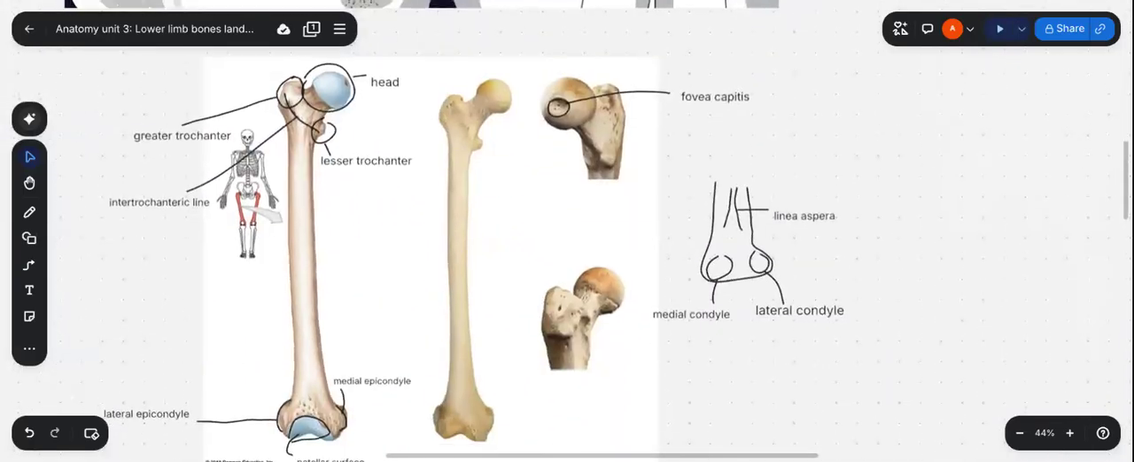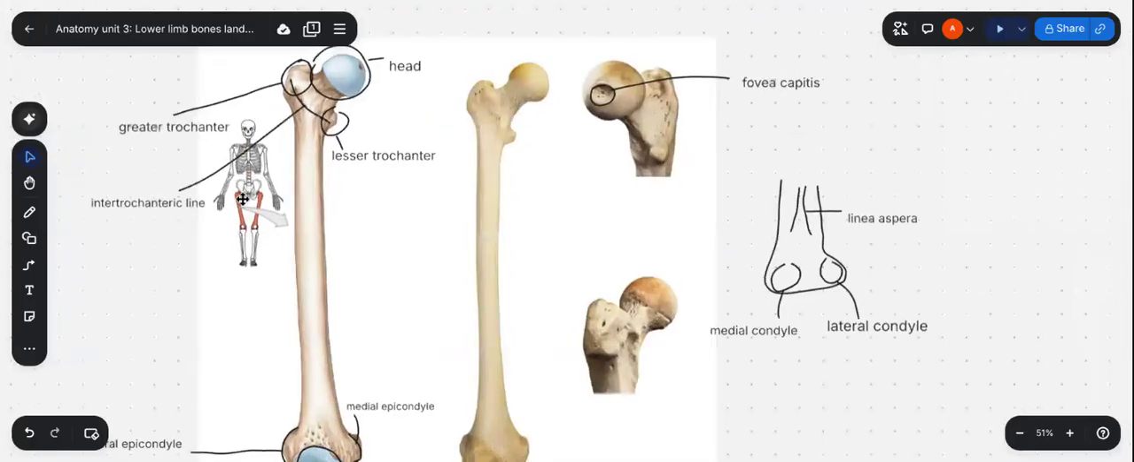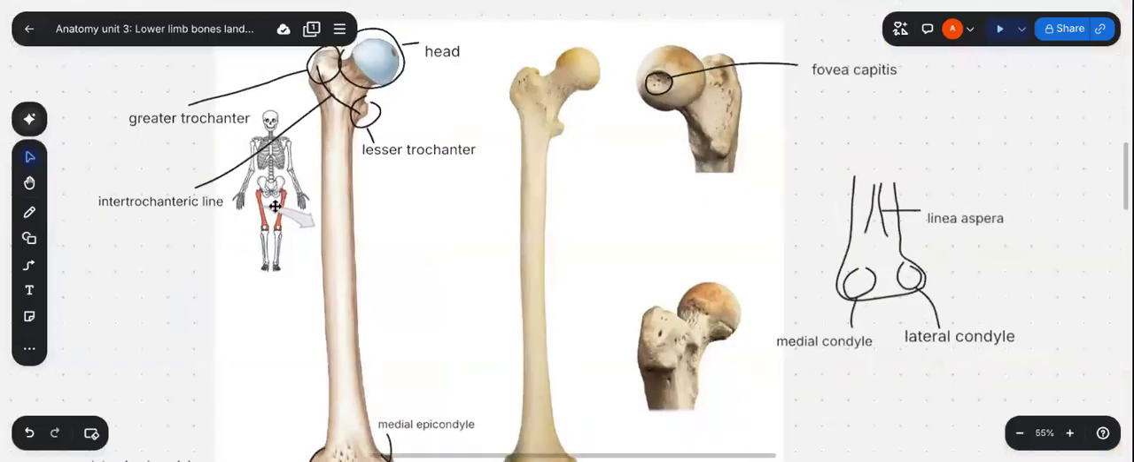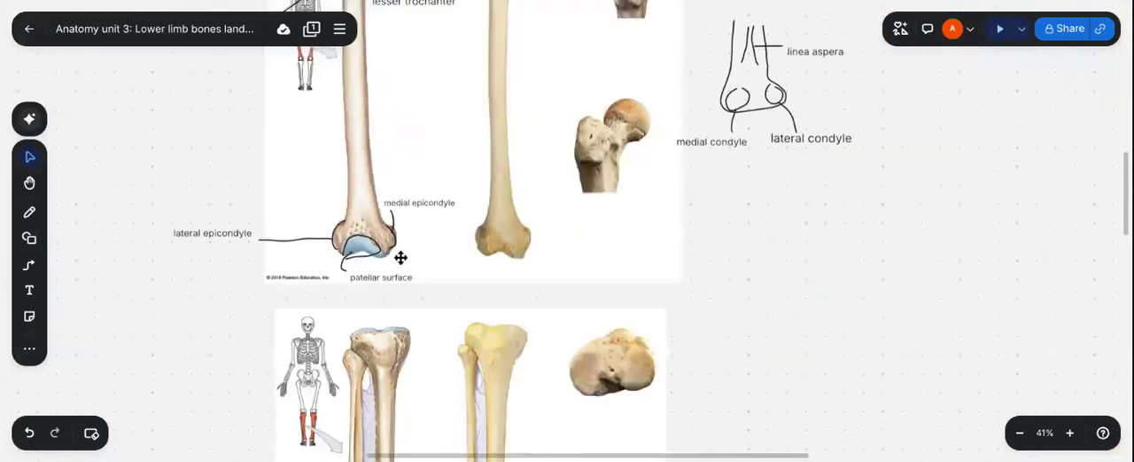The way you differentiate right versus left is basically you're going to line up the head within your hip region, and then the greater trochanter should be facing most laterally. And that's how you differentiate right versus left.